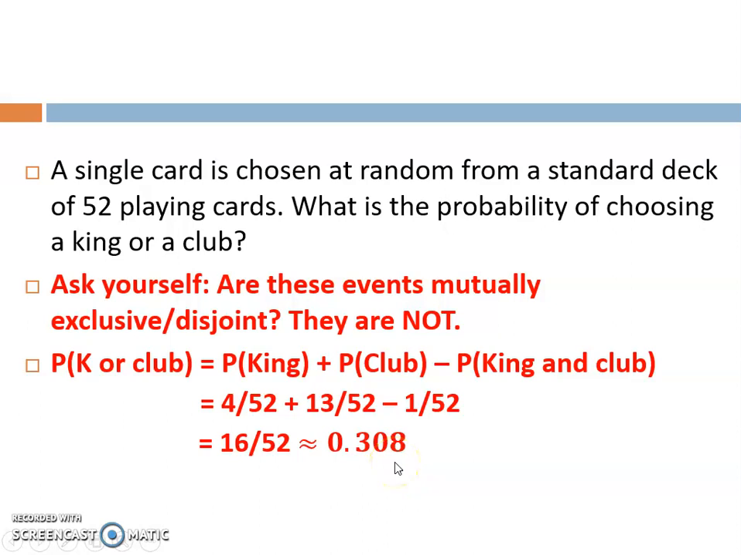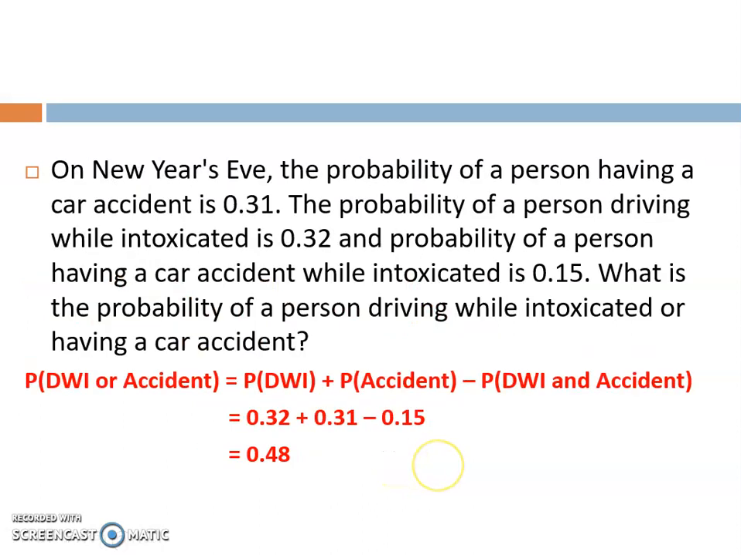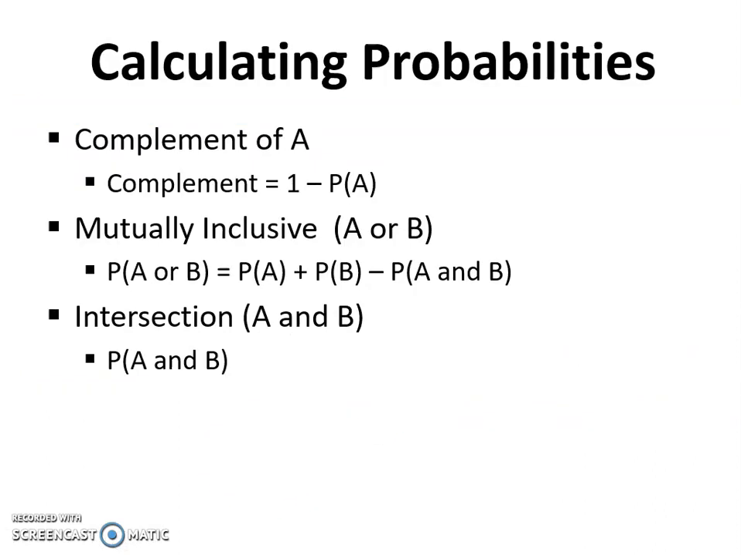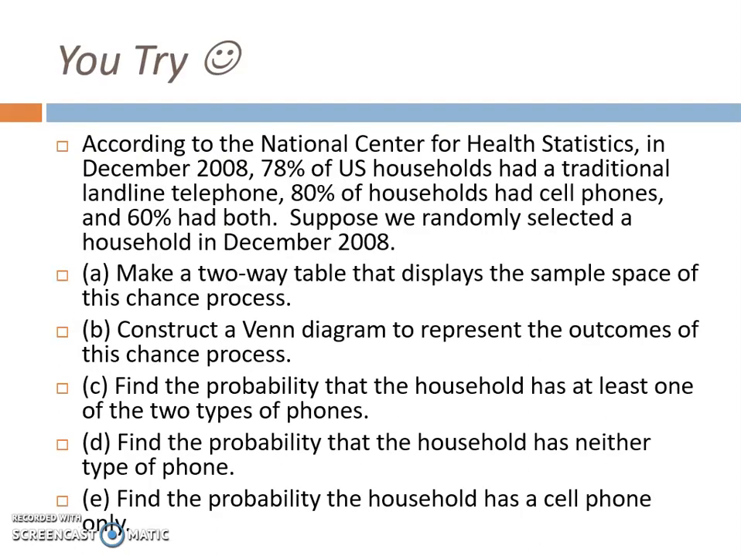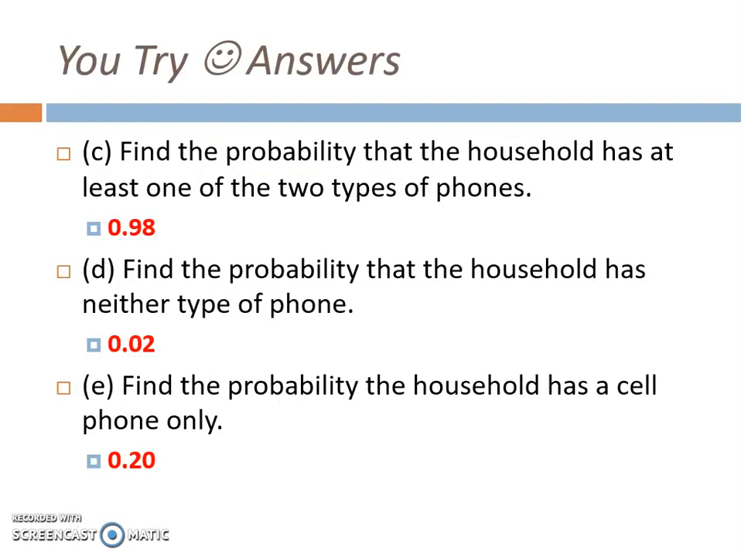this answer. Wrapping up quickly, here's the New Year's Eve one. Read this to yourself. These are not mutually exclusive, so I would have to add the probability of being driving while intoxicated to getting an accident and subtract the probability of both and get this answer here. I want you to try this one here. Here are your answers. Hope it goes well.